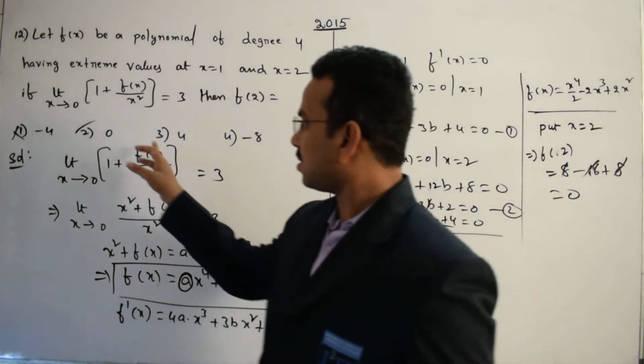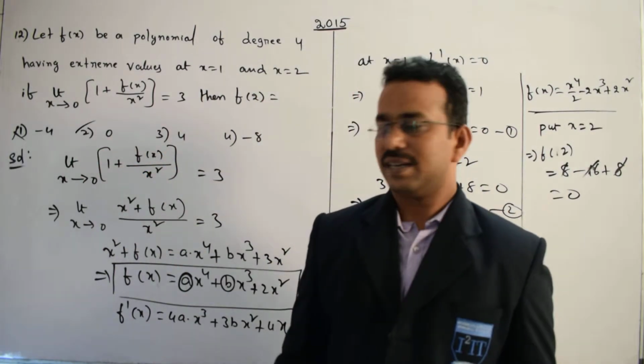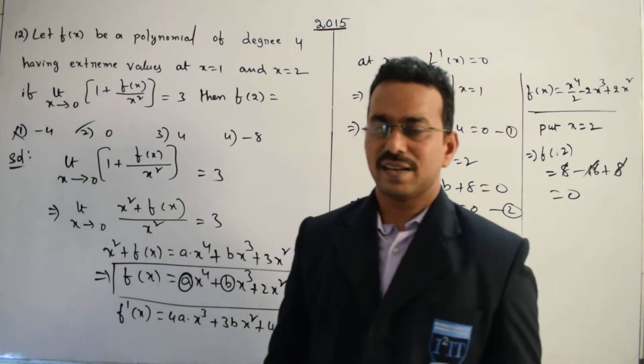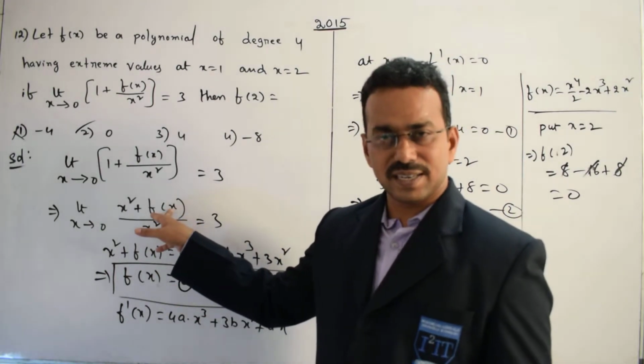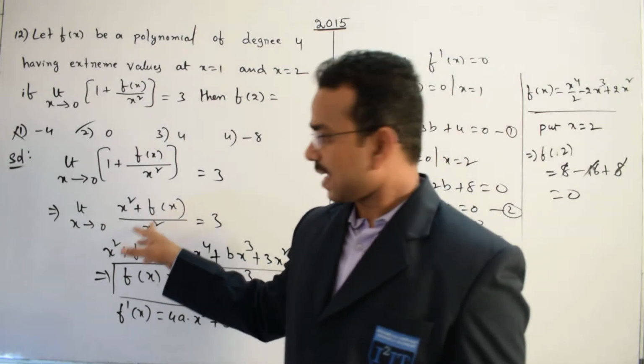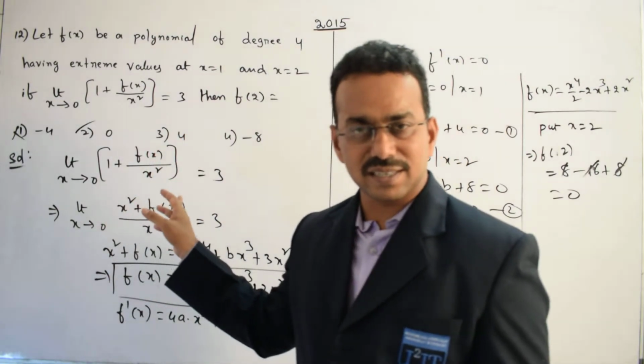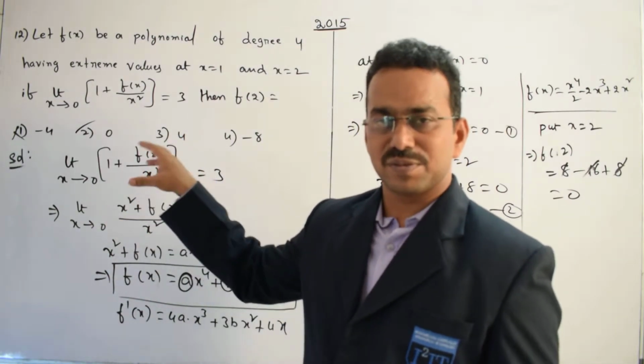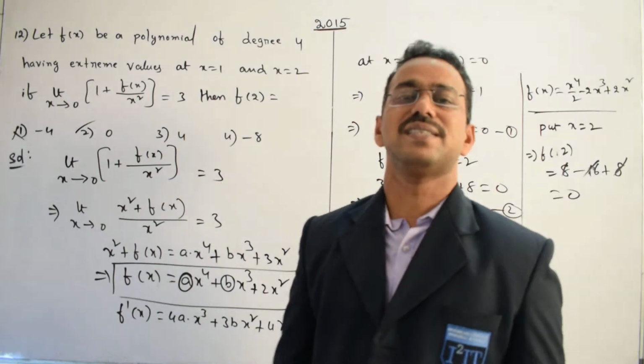Why? Already they have given the limit value equals 3. So if I get 3 in the numerator, there is a 3 into x square. When I cancel x square, finally there is a constant term 3 and the remaining terms will be 0. Finally we get limit value is 3.